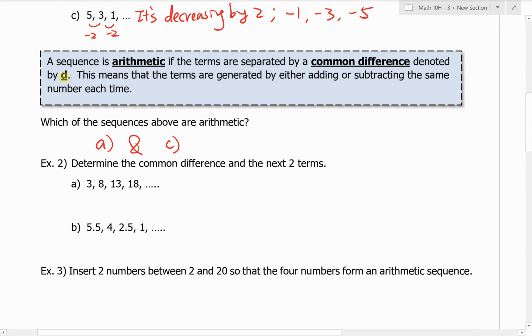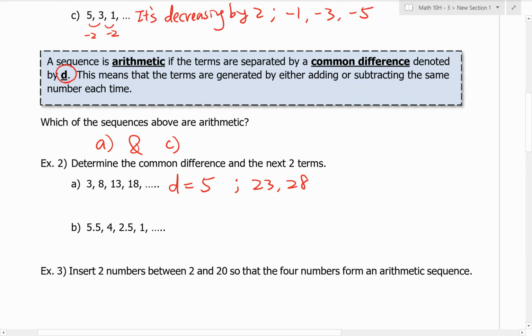The key thing here, I guess, is D. That's the common difference, so make sure you know what that means. Example 2 says determine the common difference and the next two terms. Here's the example. It goes from 3 to 8 to 13 to 18. I think it's clear that the common difference is 5. It's going up by 5. The next two terms then will be 18 plus 5, which is 23, and 23 plus 5, which is 28.